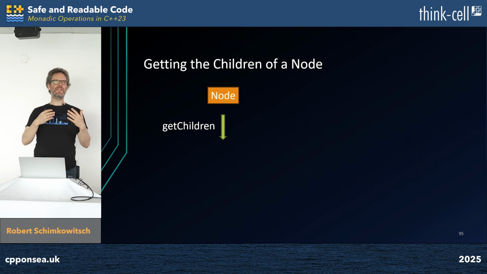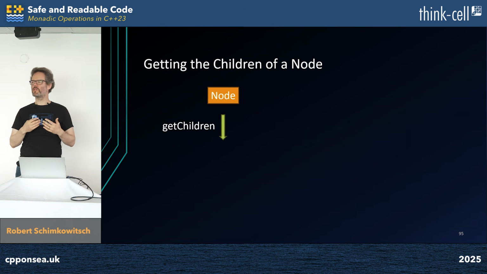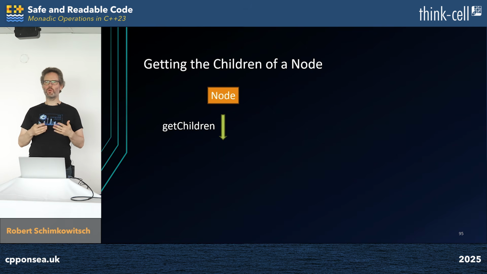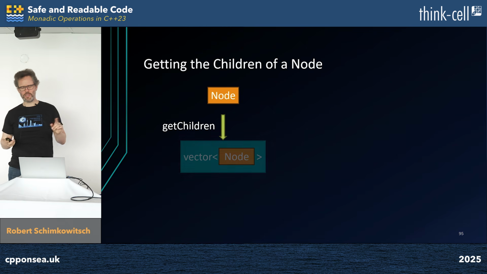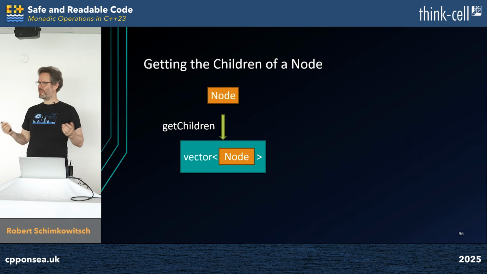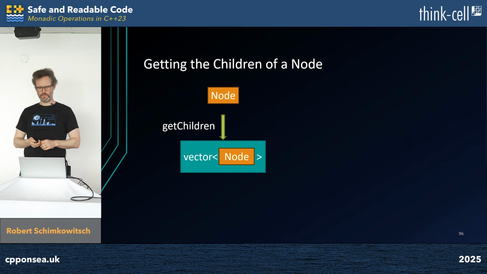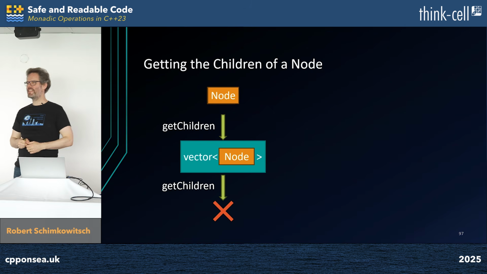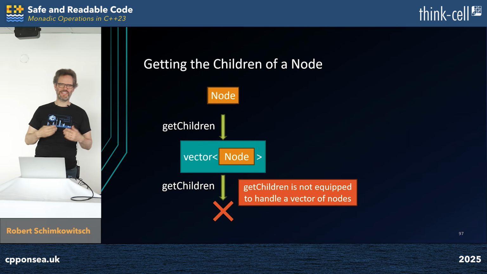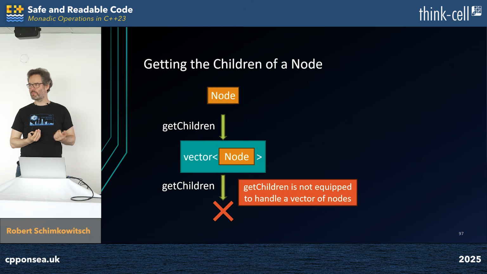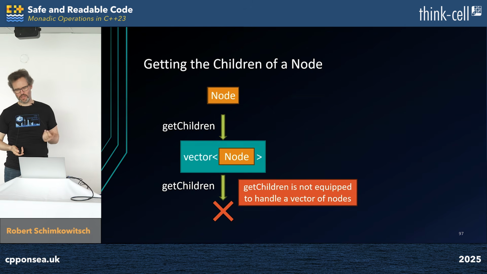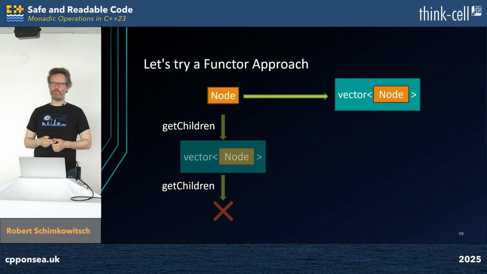Let's say we have a tree-like structure, and it consists of nodes. And a node has a function called getChildren, and it's not important how that exactly works. Important is we can have multiple children, so I return a vector of nodes. Now, when I want to call getChildren again, that doesn't work because it's not equipped to handle a vector of inputs. Let's see if functors can help us with that.